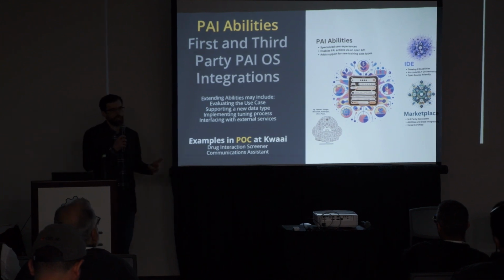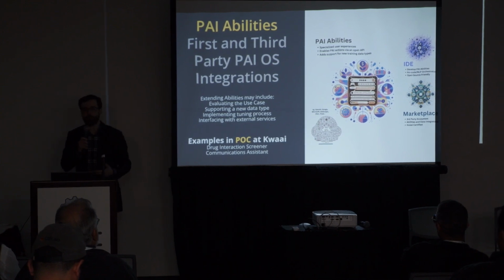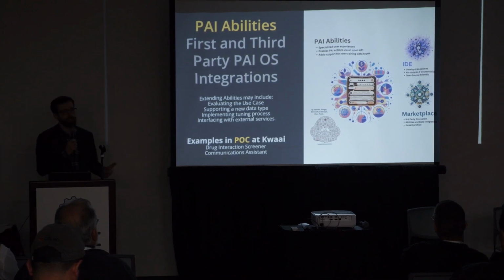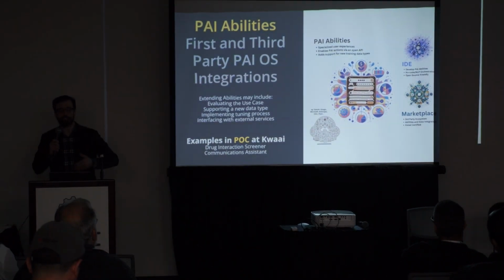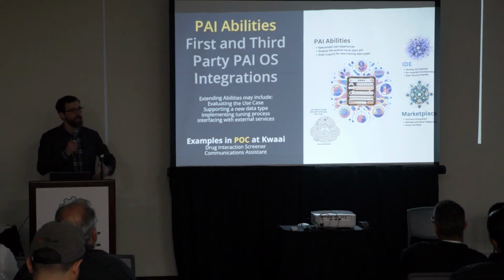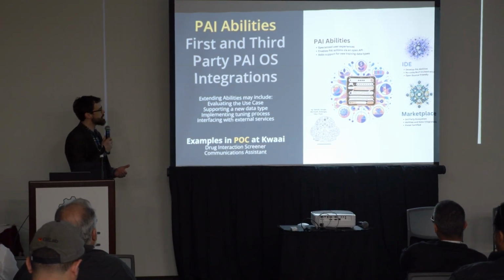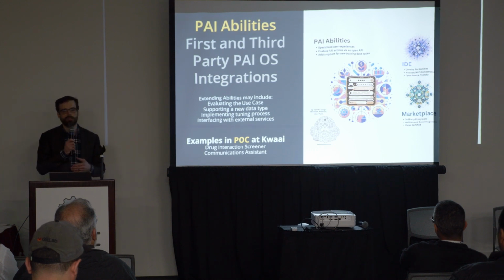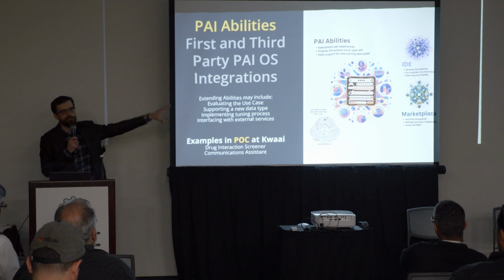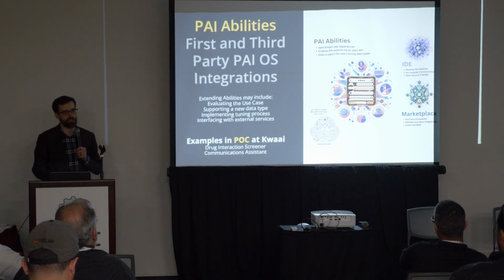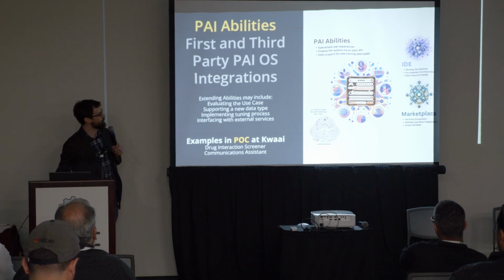Supporting a new data type, an IMAP export for learning about your personal email history, for example. We may have to implement a new tuning process. Is this RAG? Is this fine tuning? Is this some combination of the both? How can we elicit the best and most accurate responses from these models? And then interfacing with external services is a key element of the ability to reach out into your digital world, into your digital ecosystem, in order to help you there.